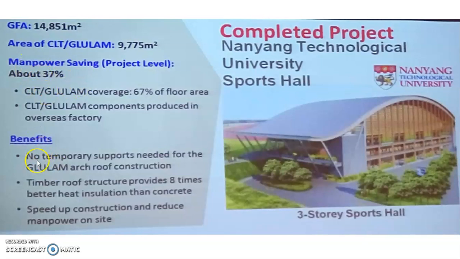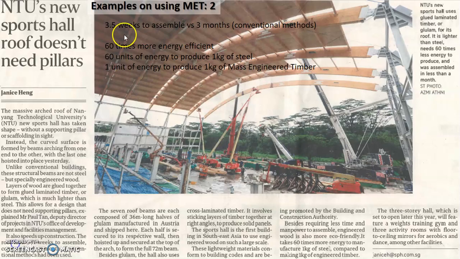Okay, benefits: no temporary support needed for the arch roof construction. The timber roof structure provides 8 times better heat insulation than concrete. Speeds up construction, reduces manpower on site. So in terms of the speed, it took around 3.5 weeks to assemble the roof compared to using conventional methods for, say, an RC or steel roof, which is going to be around 3 months. Also, it's 60 times more energy efficient and therefore it is more sustainable in that sense.